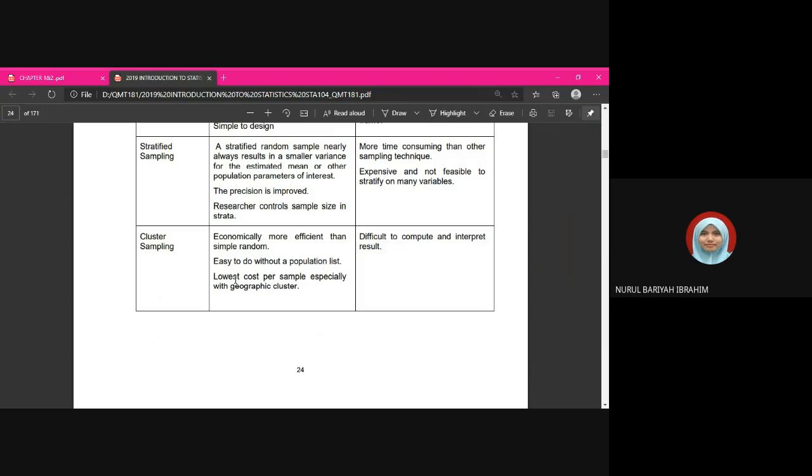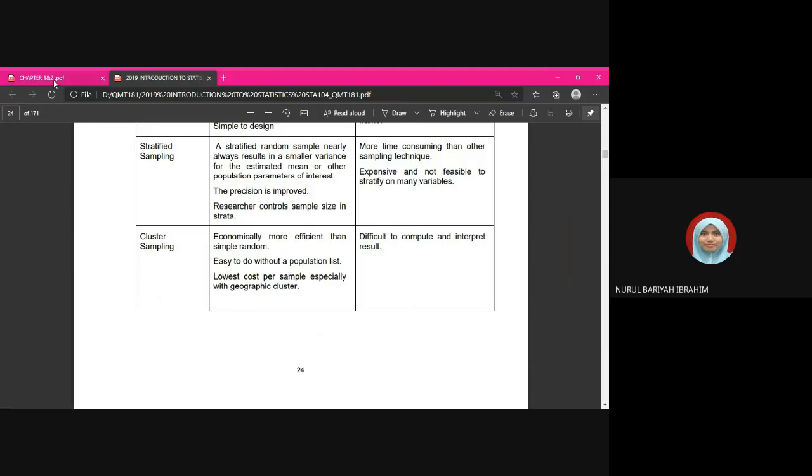Okay, dia punya disadvantages as difficult to compute and interpret the result. Because of nak conduct cluster sampling technique, you need to carefully determine the cluster itself. Kena betul-betul determine dia punya cluster. Apa cluster, tempat ke, residence ke, and so on. Sebab kena pastikan betul-betul within the cluster adalah hetero and between the cluster adalah homogeneous. So it depends pada your study.